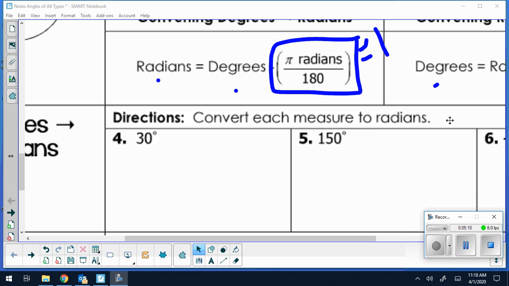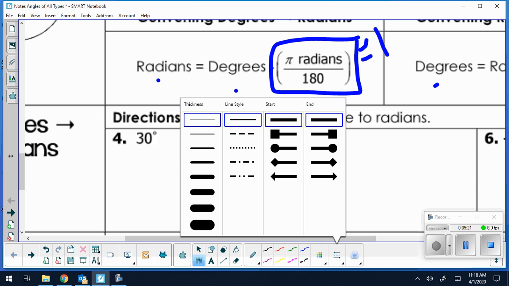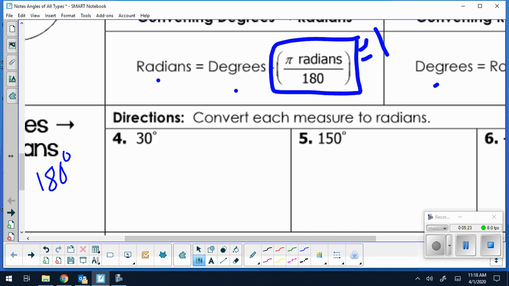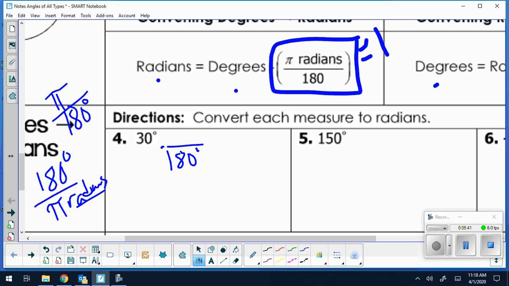All right, so when I say I want the degrees to cancel, I'm either going to do 180 degrees divided by pi radians. I don't usually write the radians in, just so you know. Or I'm going to do pi over 180 degrees, right? I want the degrees to cancel. So in this case, I'm going to put the degrees in the denominator, because canceling is division and it goes top to bottom. Pi goes in the numerator.